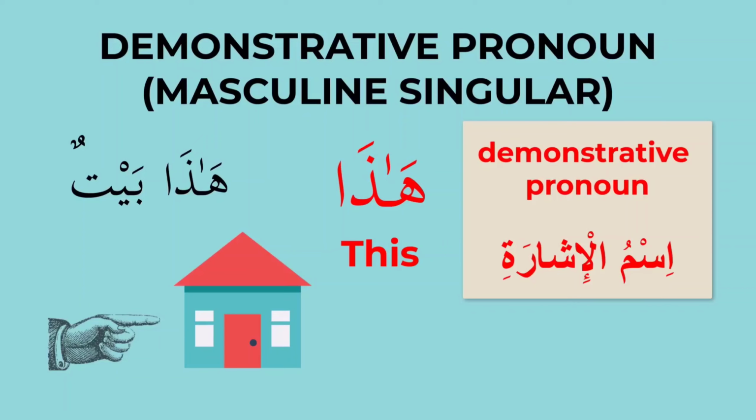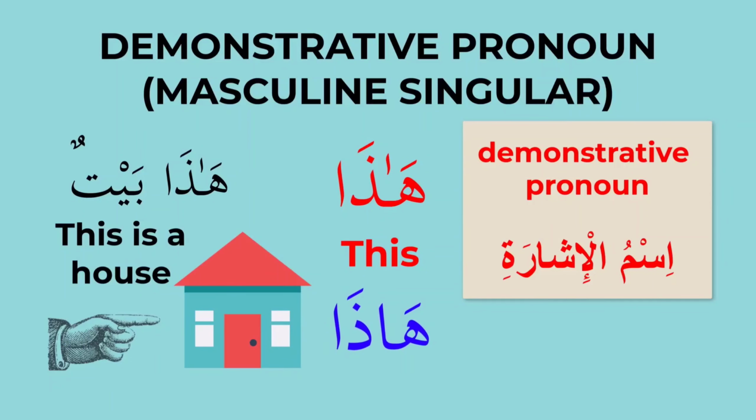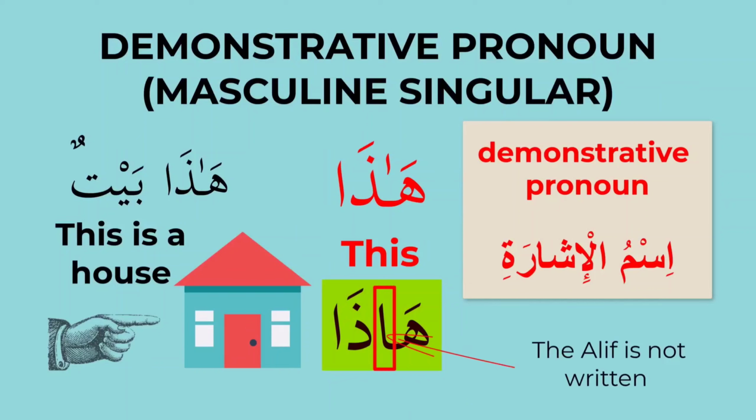Hadha baitun. Now tell me, brother and sister, what is the translation? This is a house. Indefinite. This is a house. Okay. See, it is pronounced like hadha, but this alif is not written. It is explained in the key also.